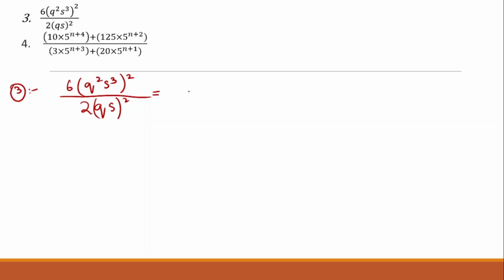multiply the powers. Okay, this is the rule. Whenever you have a power and then there is also a power to that power, we will just multiply the powers. So q square s cube has the whole power square, okay? So in this case, first you need to split the powers like this: q square to the whole square, s cube to the whole square.